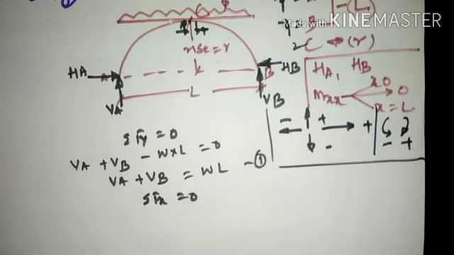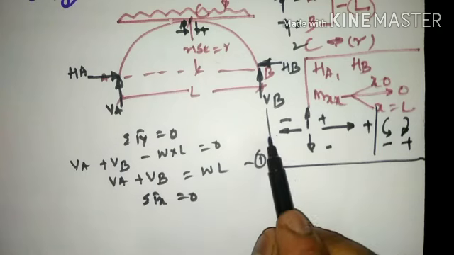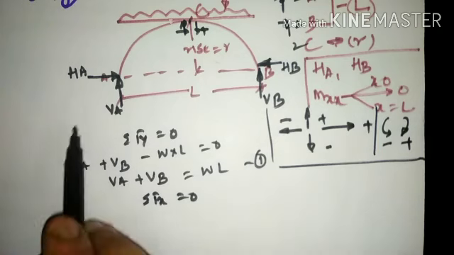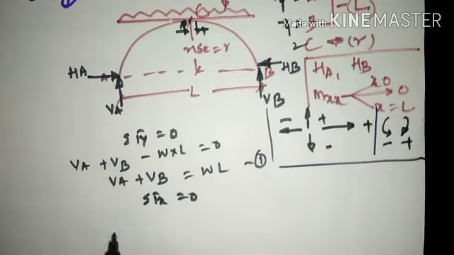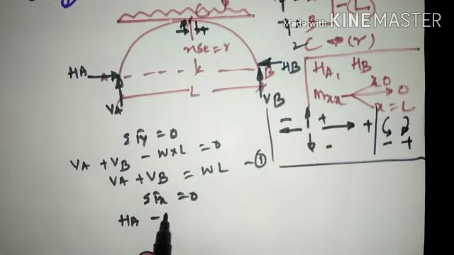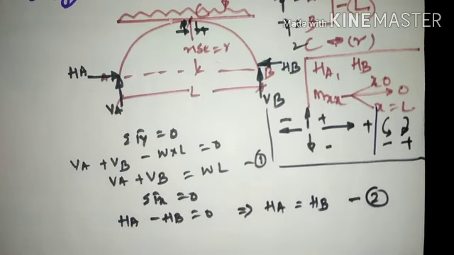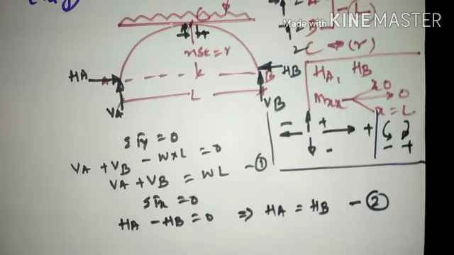Next we will apply summation Fx is equal to 0. As stated, right hand side forces are positive and left hand side forces are negative. Likewise, HA is oriented towards the right hand side, so it shall be considered as plus HA. On the other hand, HB is oriented towards the left hand side, so minus HB, that is equal to 0. So as a resultant, HA will be equal to HB, equation number 2. Keep this particular equation as it is.